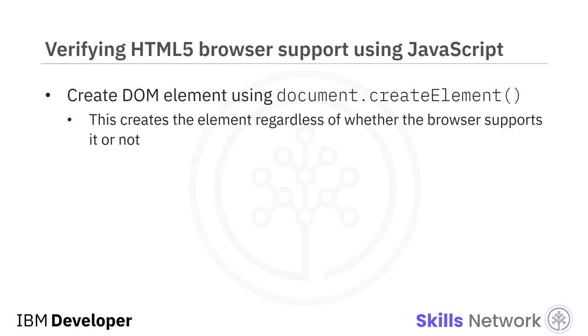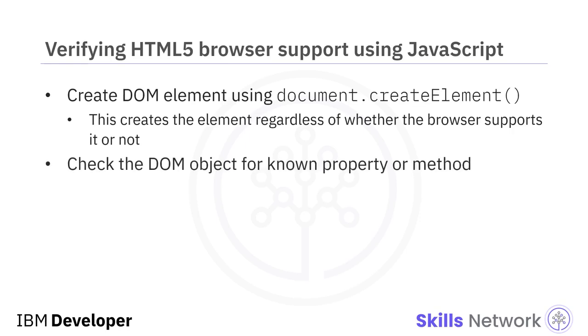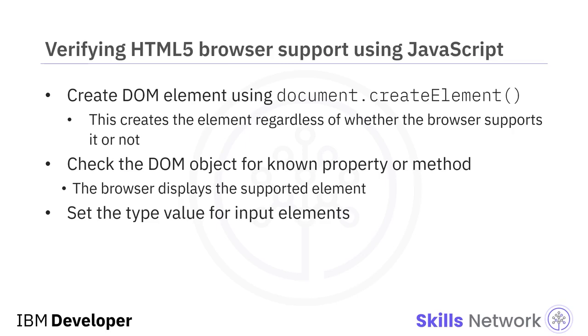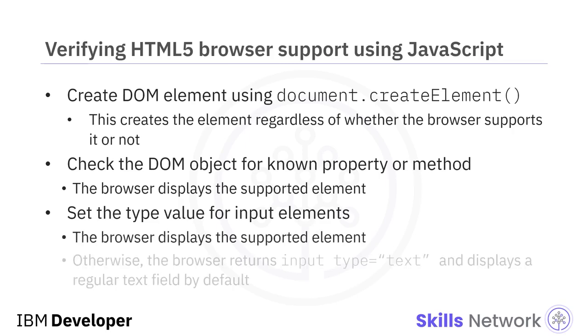If the browser does not support that element, the DOM object that gets created has a set of common properties, but nothing specific for that element. You then test for a known property or method on the DOM object that you created. If that property or method does not exist, then the browser does not yet fully support the DOM element or the HTML5 tag that has been created. Browsers that do not support the element can revert to a fallback or default behavior, such as displaying the field as a regular text field.